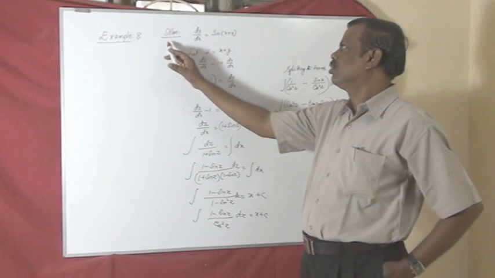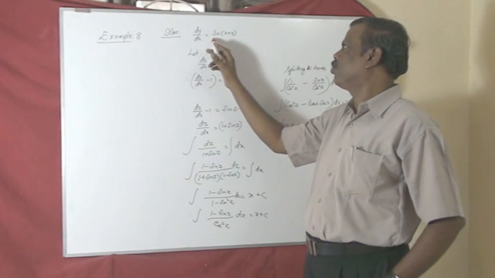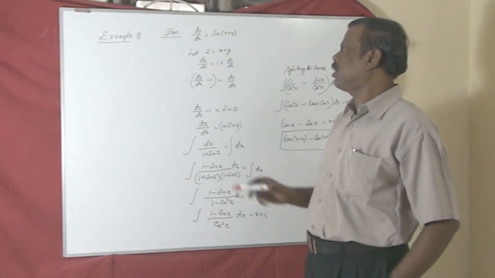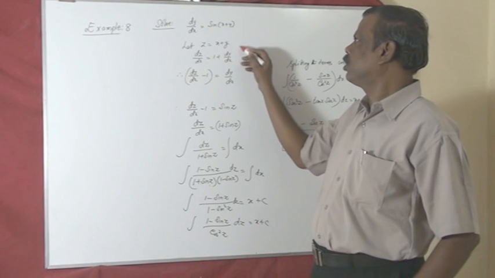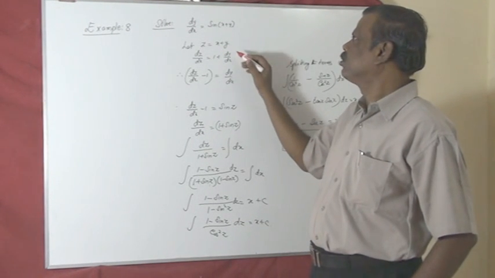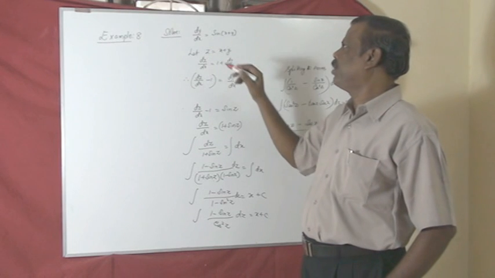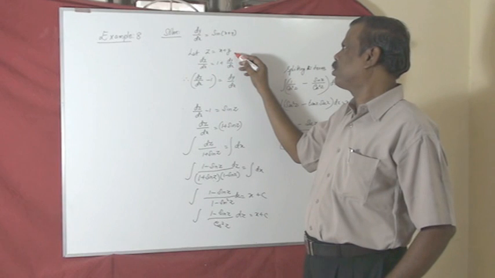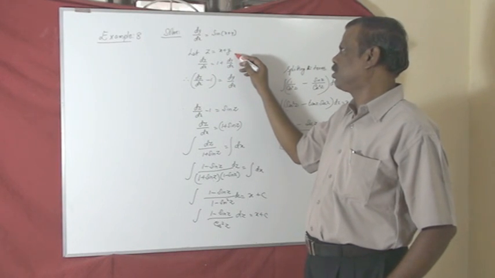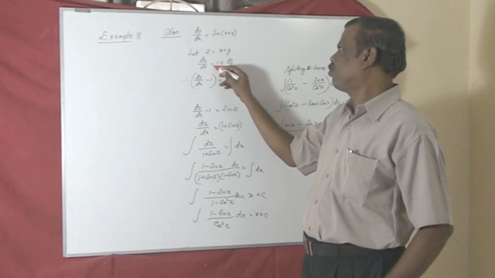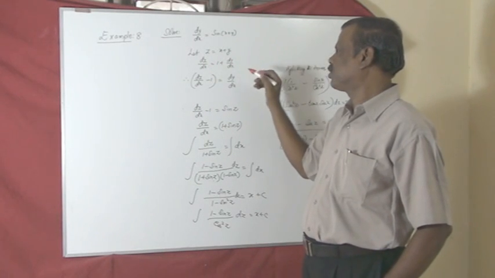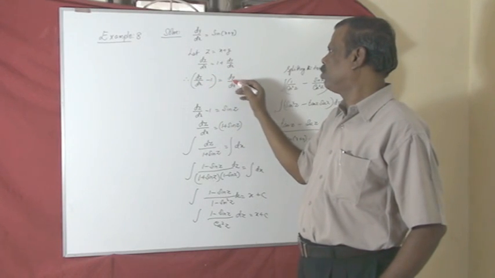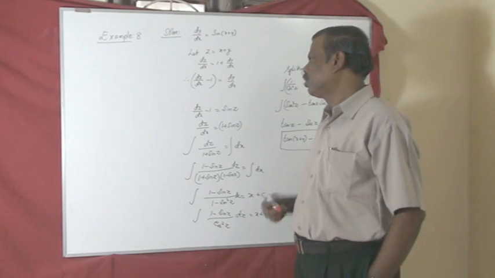Example 8. Solve dy by dx is equal to sine of x plus y. Let z is equal to x plus y. Now substitute z is equal to x plus y here. Before that, you have to find what dy by dx is. So first of all, you have to differentiate z is equal to x plus y with respect to x on both sides. Therefore, dz by dx is equal to 1 plus dy by dx. So taking this 1 to the other side, dz by dx minus 1 is equal to dy by dx.